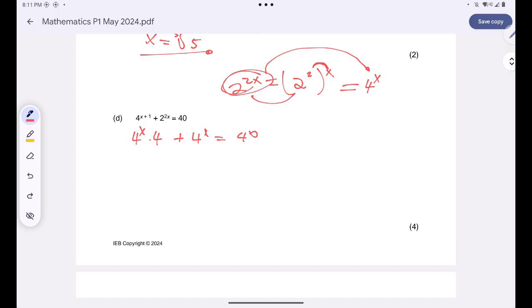Okay, and then all I need to do now is I can use a k method, or I can easily take out a common factor. Whenever I take out a common factor, I can say 4 to the power x is equal to 4.